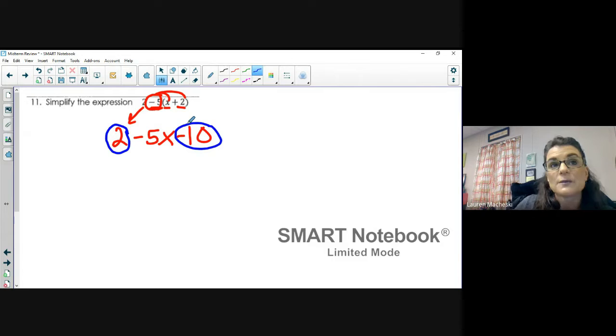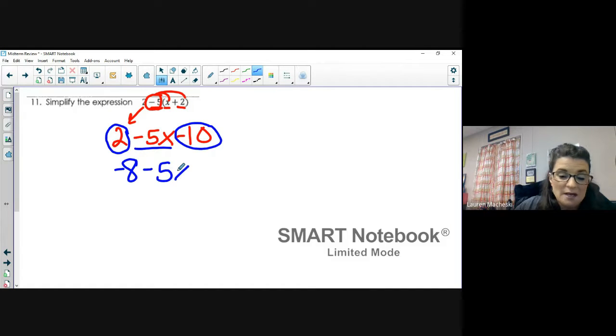So when they're on the same side, you do what it says. 2 minus 10 is -8. And then the -5x has nothing to go with it. Now ask yourself this, can you finish this? Can you subtract these? No, I cannot. They are not like terms, so I am done. That is my expression simplified.